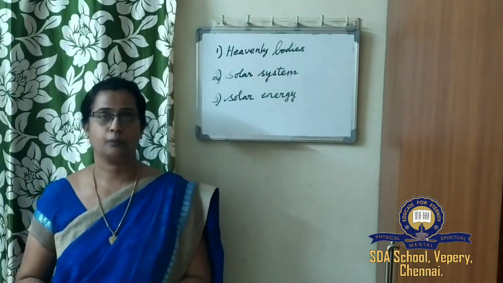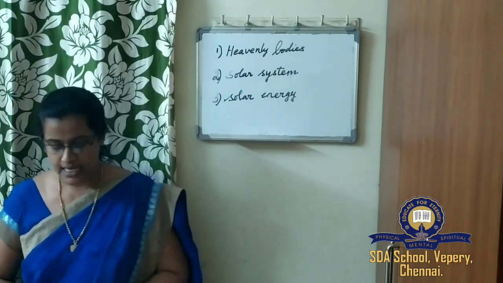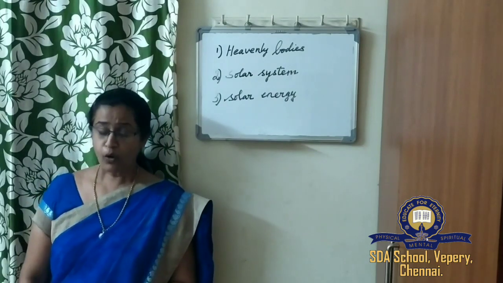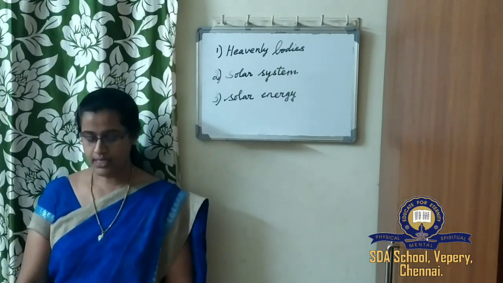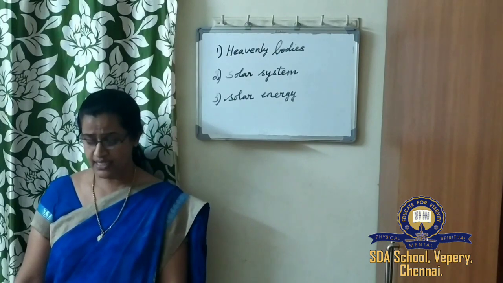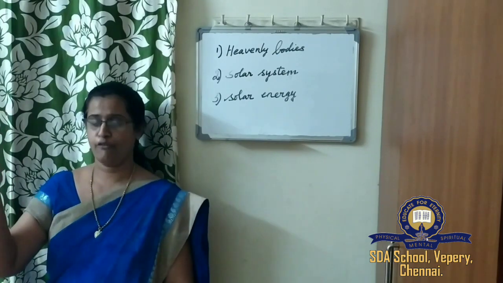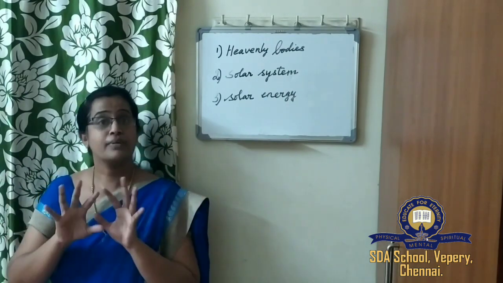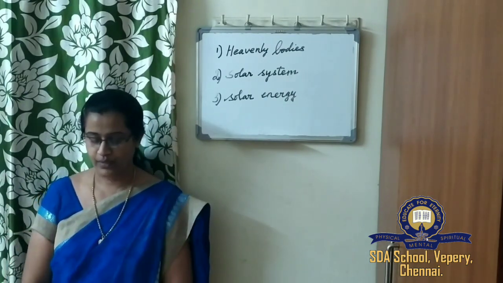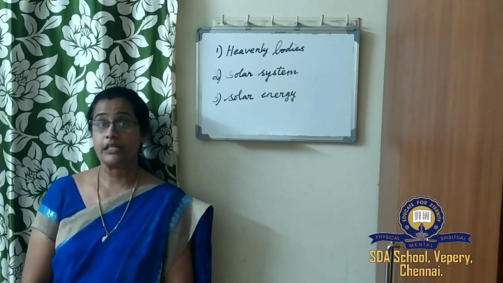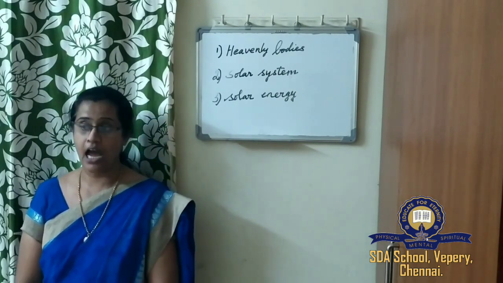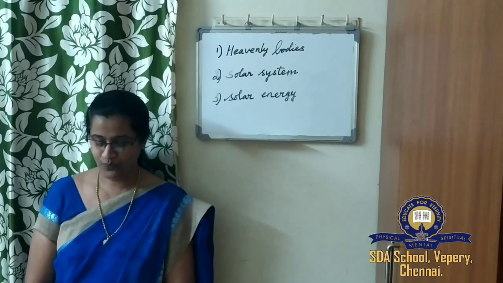Now, the sun. The sun is the center of the solar system, and all the planets move around the sun. The sun is a huge ball of very hot gases. It is many times bigger than the earth. The sun is the nearest star to our planet.